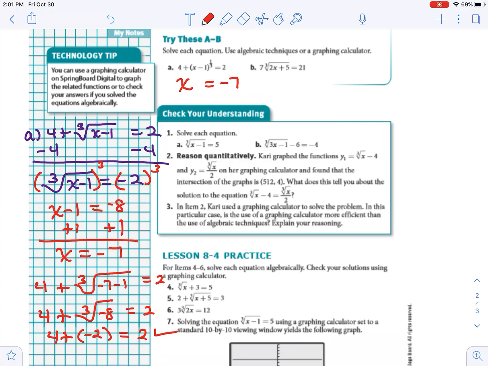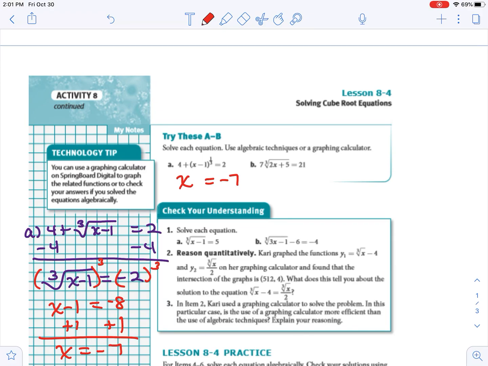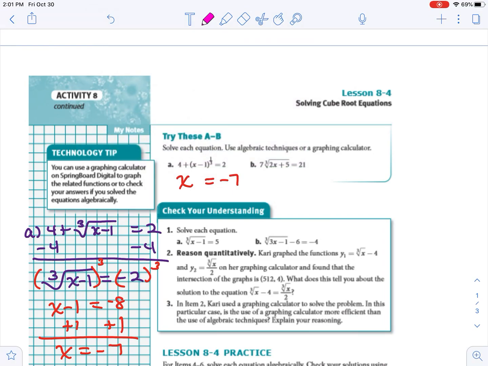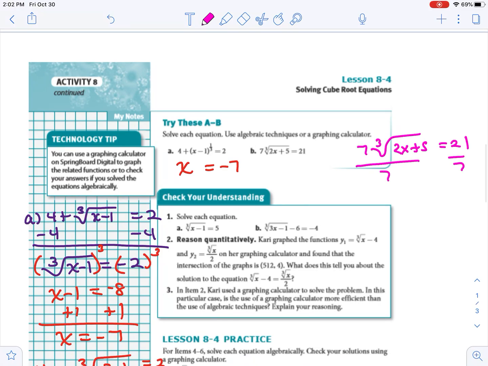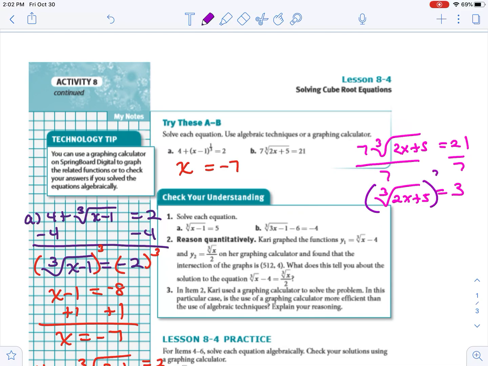Okay, we will try one more, and then they don't really get much harder than that. So let's go ahead and try part B, where we again start by isolating the radical. If I have 7 times the cube root of 2x plus 5 equals 21, I want to start by dividing out the 7 on both sides, since 7 is a multiplier. That gives me the cube root of 2x plus 5 equals 3. Then I will cube both sides.